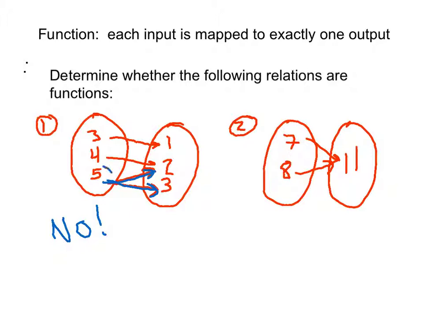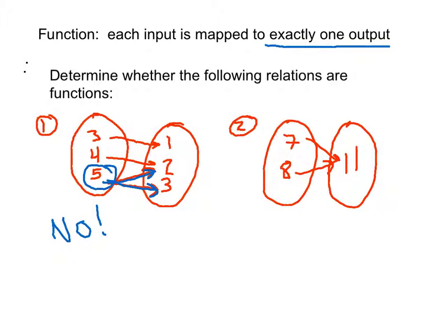This input of 5 does not have exactly one output. In this particular example, 5 has 2 different outputs. So this would not be a function.